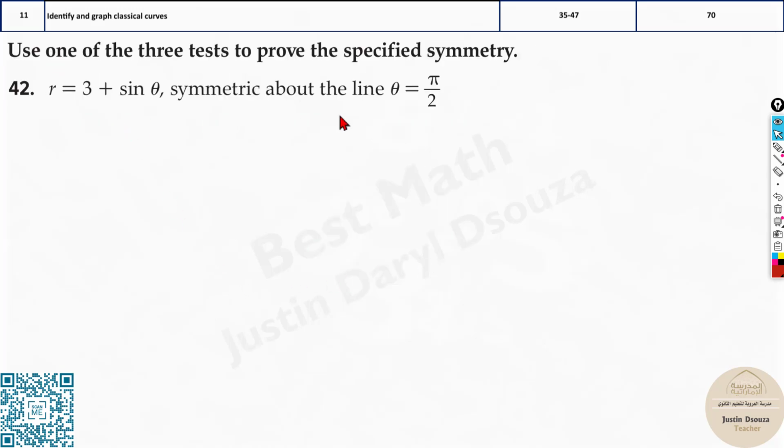Now here, okay, we need to prove. Now this may not come for the electronic part because these are proving problems. But let's prove this one anyway. Let's see what they have told. We need to prove the symmetry along the line theta is equal to pi by 2. Pi by 2 is 90 degrees. Okay. Now imagine over here, we need to prove the symmetry. Imagine, let's take a point like this.